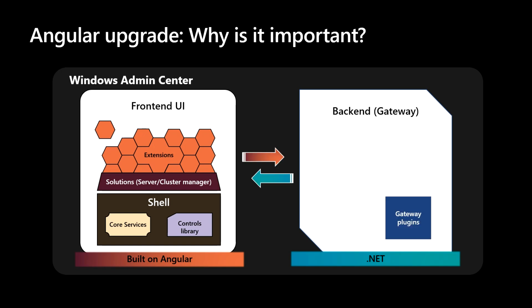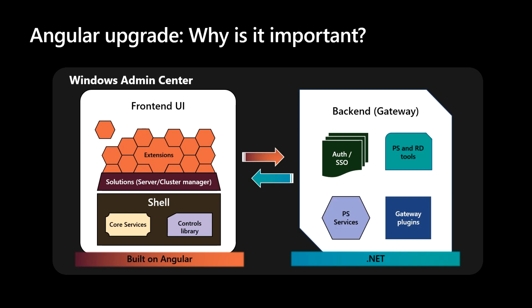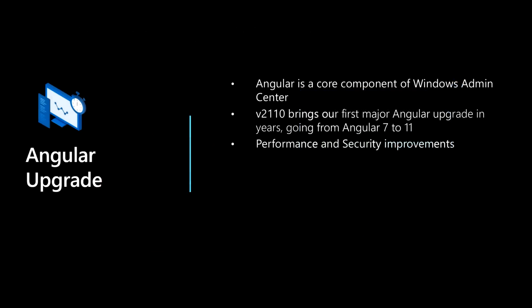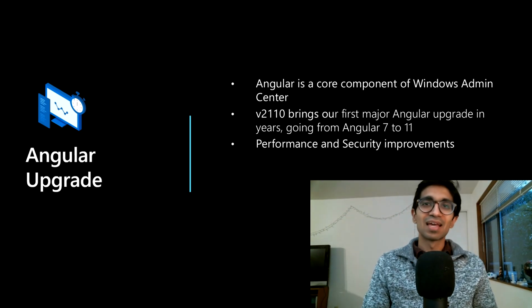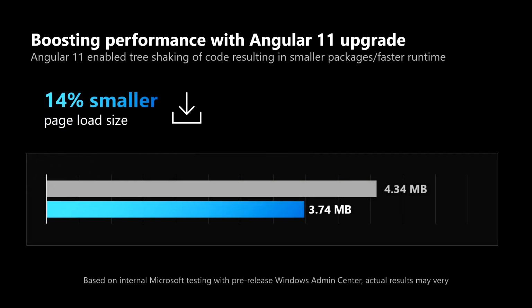And our front end then directly interacts with our back end, which is our gateway, as most of you might know, which hosts our authorization structure, our PowerShell services, our gateway plugins, and a lot more. Angular plays a really important role in every single experience that you see. And an upgrade to Angular 11 brings in a ton of security and performance improvements. In fact, from our internal testing, we've found that the size of our packages has reduced by about 14% as a result of this upgrade. Angular 11 enabled tree shaking of our code, resulting in smaller and fewer packages, which resulted at the end in faster runtime.